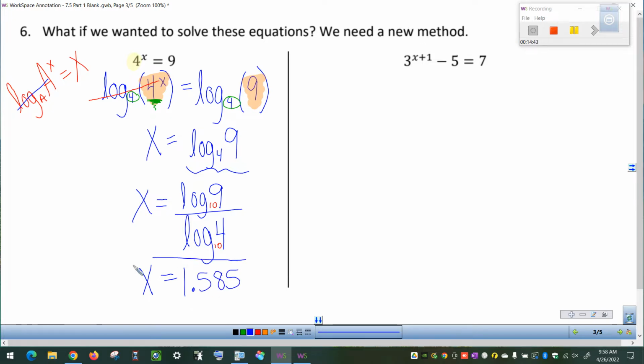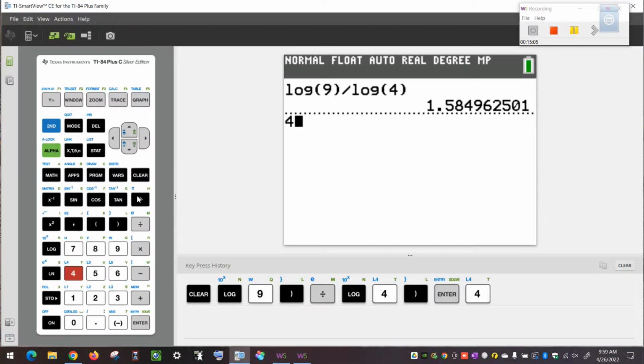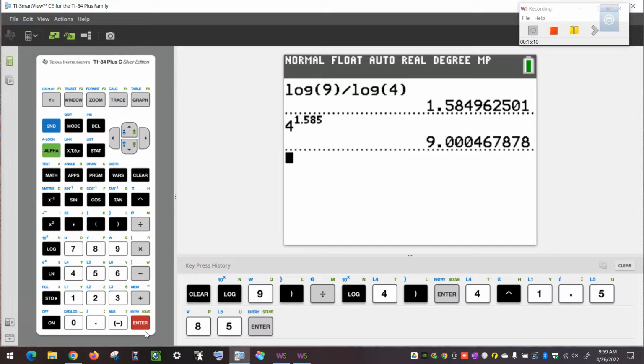We could think about checking our answer pretty easily here. If we plug that x value back into the original equation, that means 4 to the power of 1.585 should equal 9, or approximately 9, because remember, we rounded a little bit. So here's what that step would look like if we check our answer. Mine's probably going to be a little bit off, but we can see that, yes, it is essentially equal to 9.